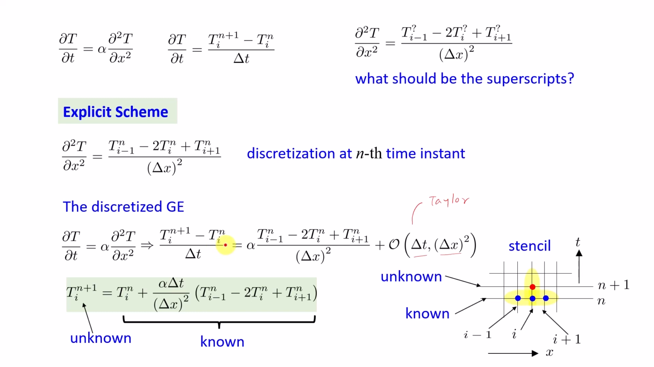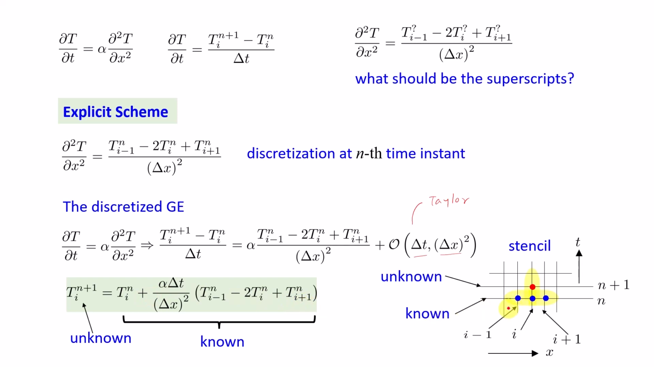Now what you see is that here there is only one n plus 1th time level, everything else is at the nth time level. So I can take all these nth time level terms to the right hand side and the n plus 1th time level term on the left hand side. These are my current values and this is my new value, that is my unknown. The right hand side is completely known.